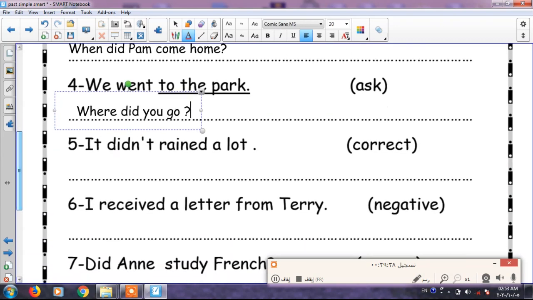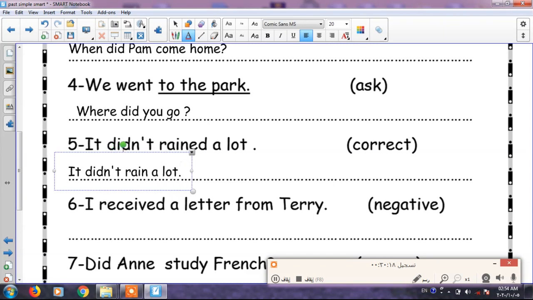Number 5, it didn't rained a lot. Correct. Here, what's the mistake? We have said that after didn't the verb comes in the, yes, very good, the verb comes in the infinitive. So it will be, it didn't rain. I will put the verb in the infinitive. It didn't rain a lot.